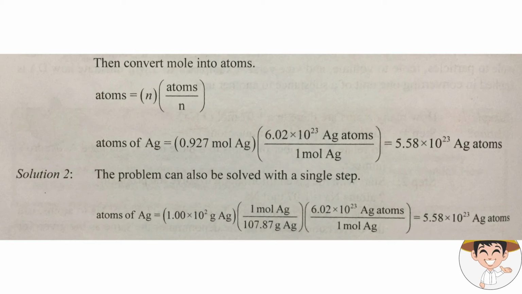But this problem, we can actually solve it in a single step, as long as you know how to analyze your solution. Accuracy is needed, so be careful in solving. So this is the single step solution, and we come up with the same answer, which is 5.58 times 10 raised to 23 silver atoms. Now let's go to the last example.